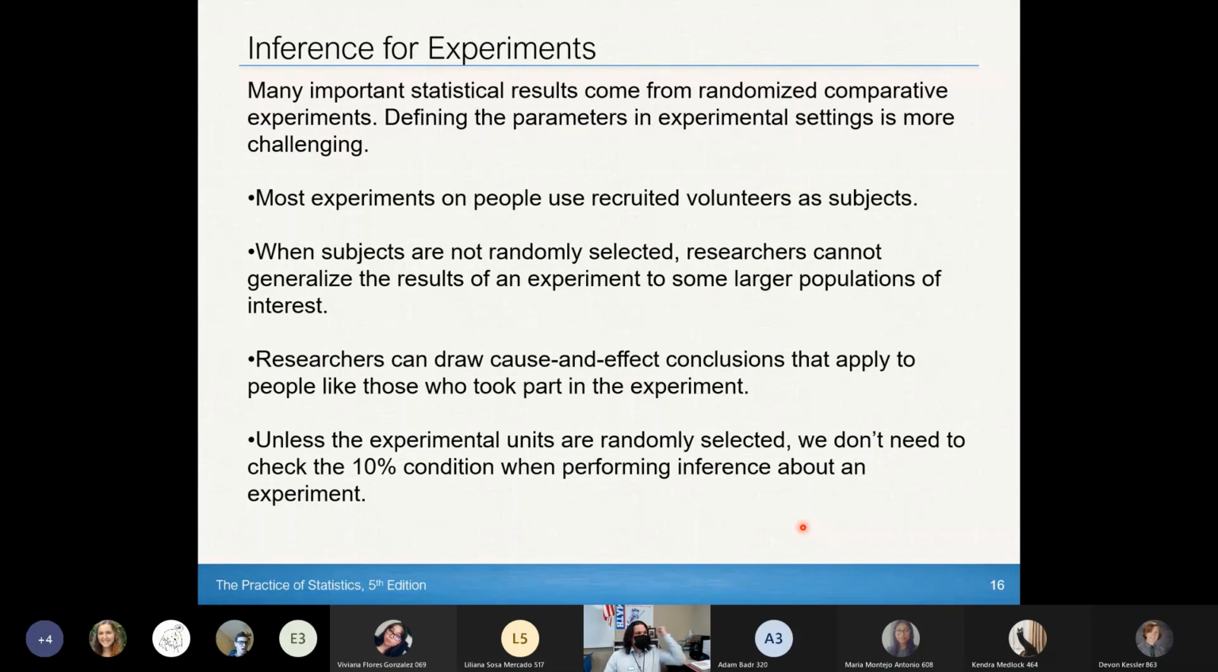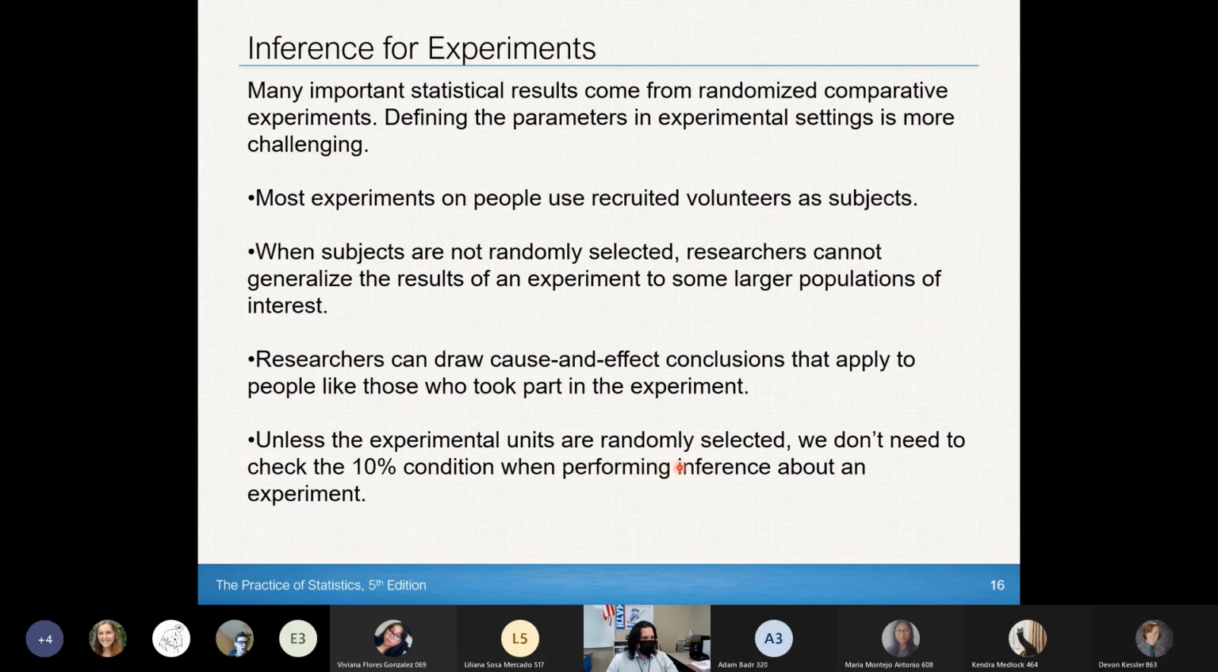All right. Many important statistical results come from randomized comparative experiments. Defining the parameters in experimental settings is more challenging. Most experiments on people use recruited volunteers as subjects. When subjects are not randomly selected, researchers cannot generalize the results of an experiment to some larger population of interest. Researchers can draw cause and effect conclusions that apply to people like those who took part in the experiment.